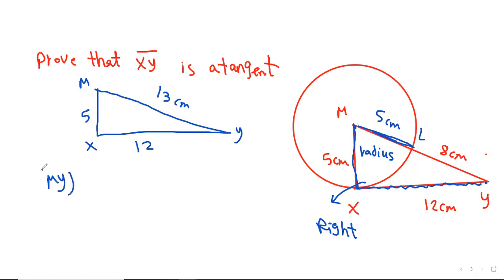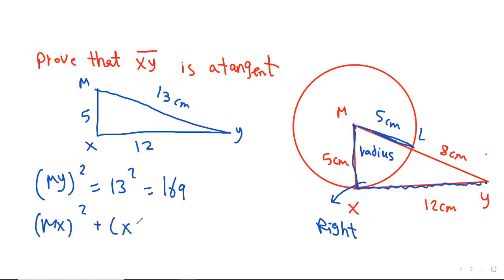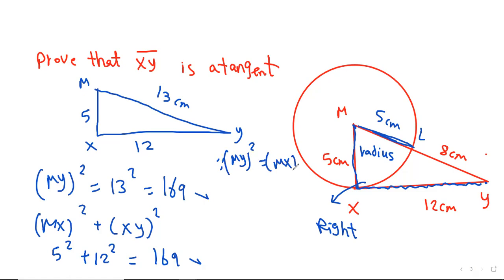So find MY to the power of 2: 13 to the power of 2 equals 169. And find MX to the power of 2 plus XY to the power of 2: 5 to the power of 2 plus 12 to the power of 2 is 25 plus 144, 169. We observe that the square of the longest side equals the sum of the squares of the other two sides of the triangle. So since MY to the power of 2 equals MX to the power of 2 plus XY to the power of 2, then the triangle is right.